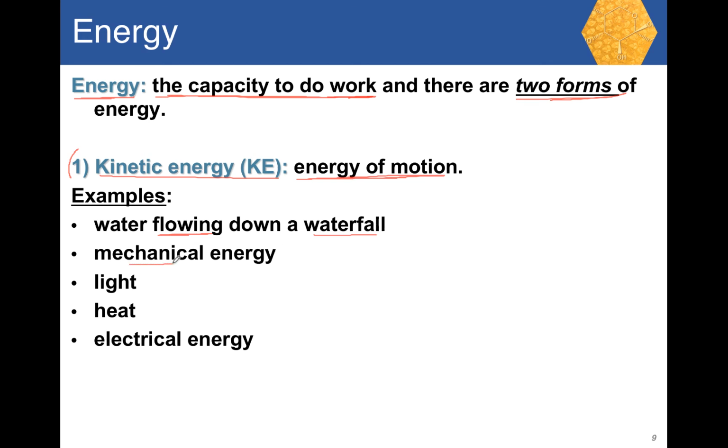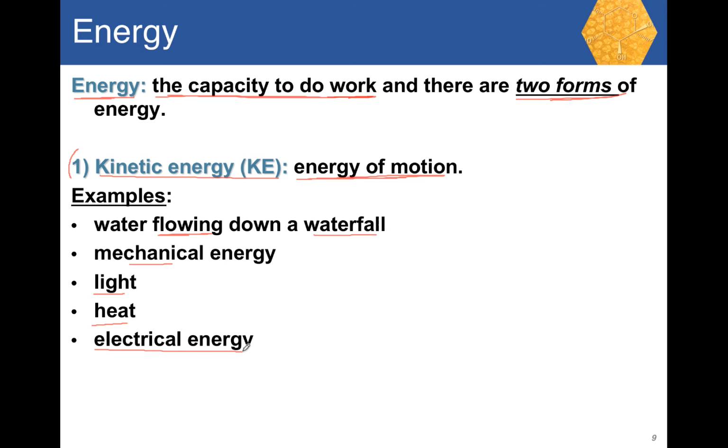Mechanical energy. If you turn on a pump or you start your car, it's in motion. It's spinning so that the car can move. Light, that's energy in motion because the photons are constantly coming at you or at an object so we can see. Heat, the heat waves are constantly going out to keep things warm, in motion. Electrical energy, energy in motion. Electrons are constantly circulating to give you that energy in motion again.